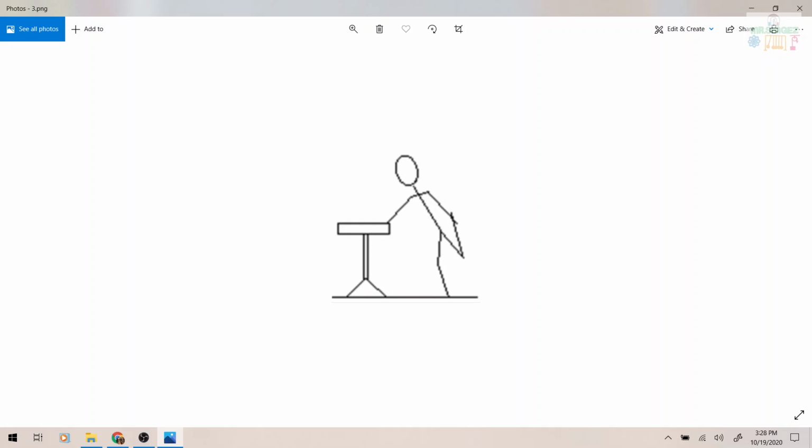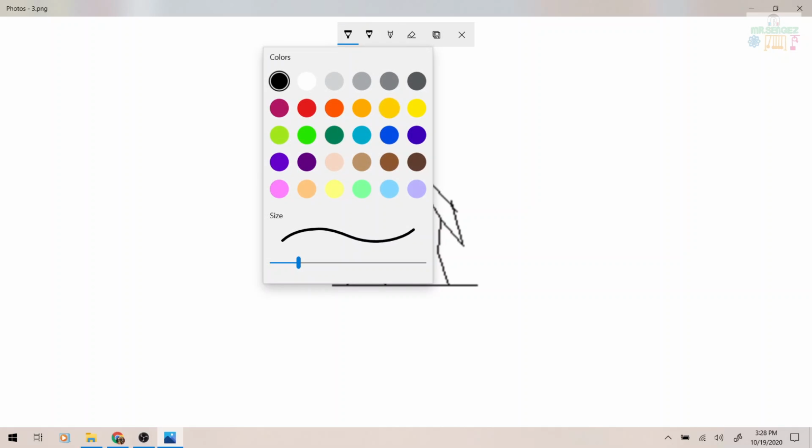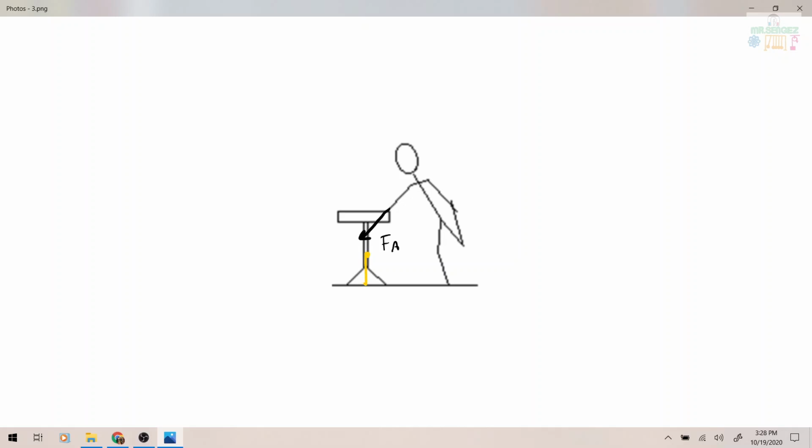All right, so next question is about the table. So the table is not sliding anywhere, and it's basically standing. So what are the forces acting on the block on the table? So the first force is the applied force by the person. The other force is gravity pulling down on the table.